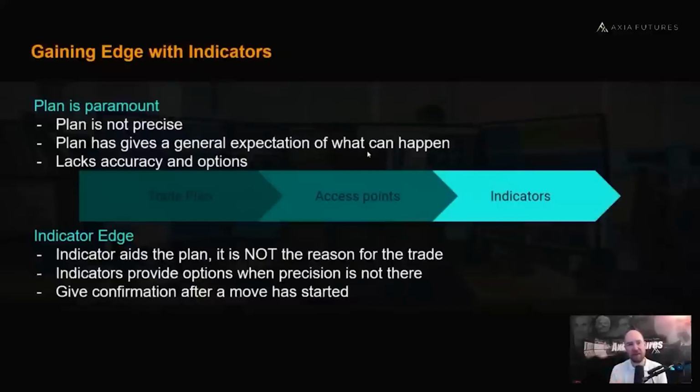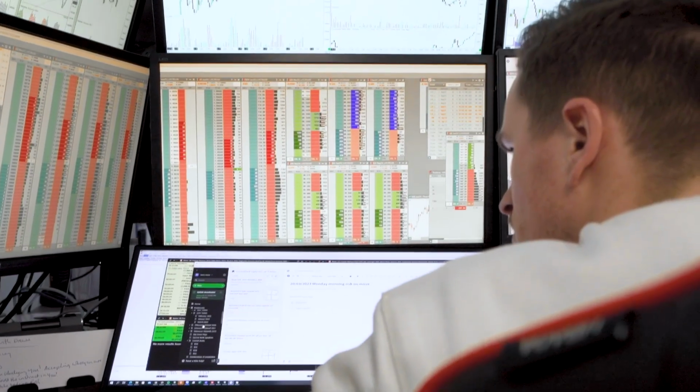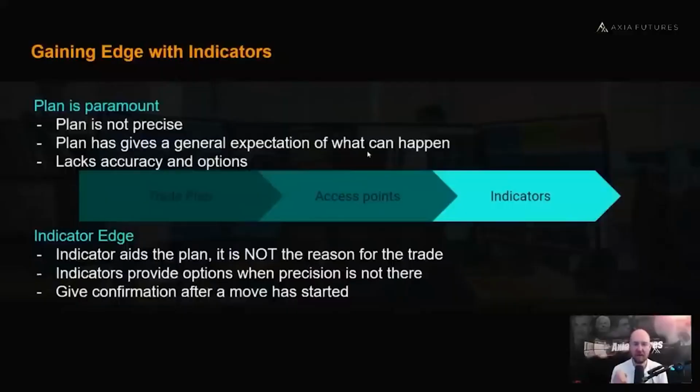So that's the way you've got to think about it. Plan, then access points. Where do you want to get into the trade? And then indicators, which are going to give you that refinement. So it aids the plan. It is not the reason for the trade. I've emphasized this already. And it's about giving yourself options. So let's go and have a little look at an idea. We've touched on this one already. I touched on it last week.